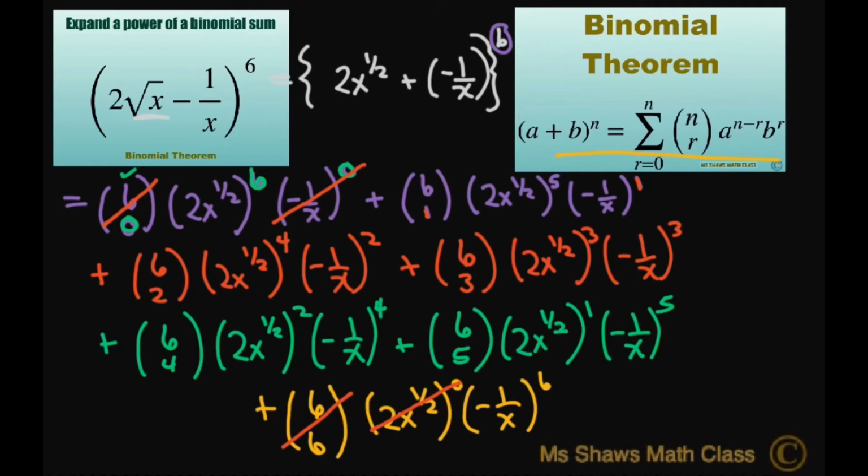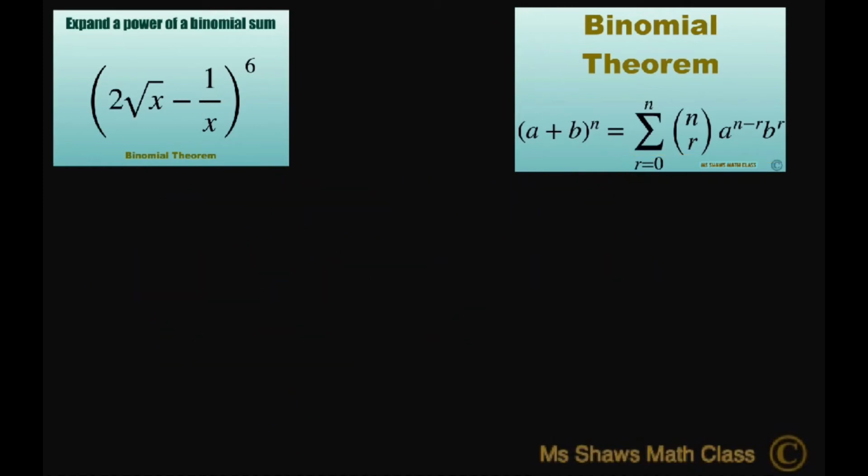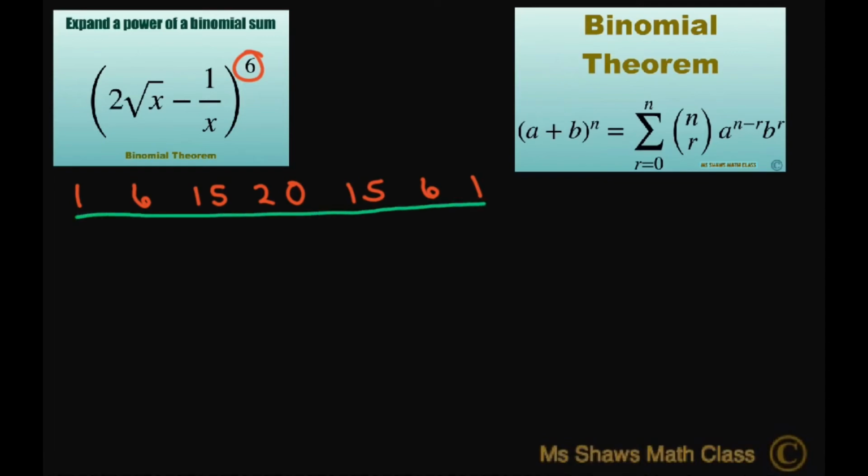If you use Pascal's triangle, you can use a calculator if you want, but if you use Pascal's triangle, for 6, it would be 1, 6. I don't think I have room here. Let me move it down here. 1, 6, 15, 20, 15, 6, and 1. Okay, so this is what we're going to have to multiply each of our terms by.